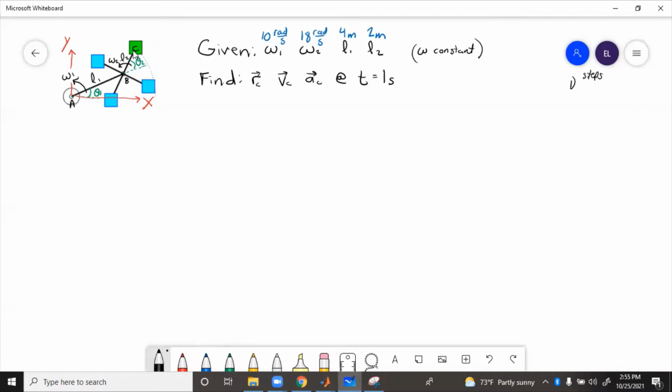The first step is to use time and omega to get the thetas. Then use theta and L to get position. Then use position and omega to get velocity. And finally, take the derivative of velocity to get acceleration. So step 1, we'll find the angles.